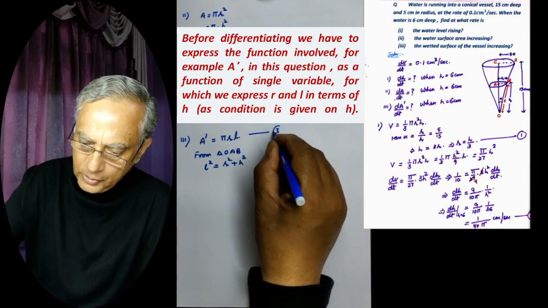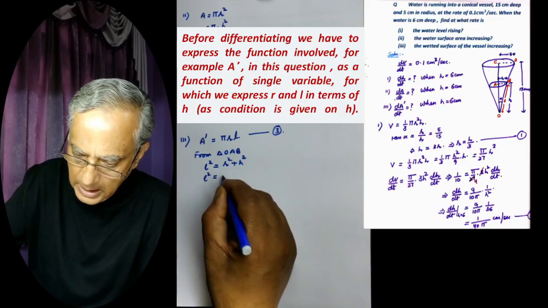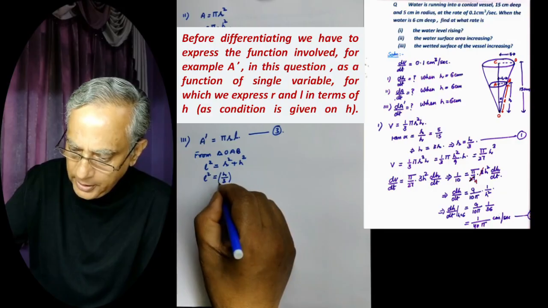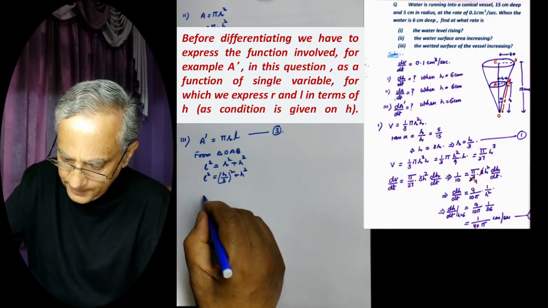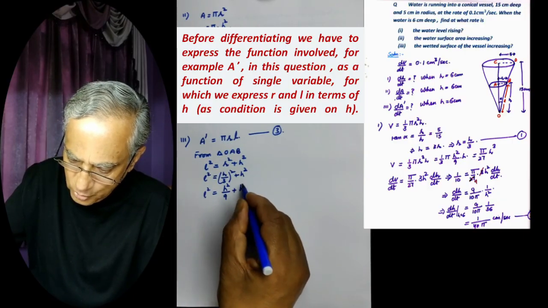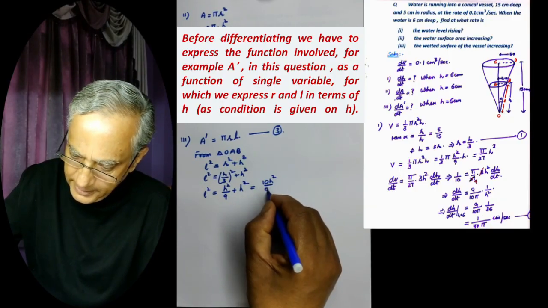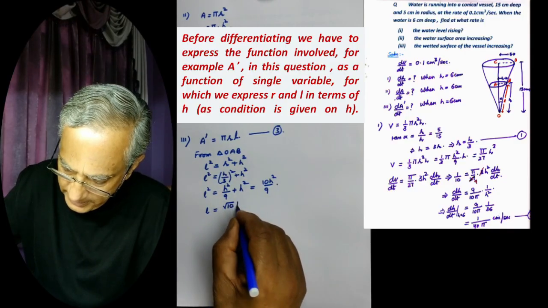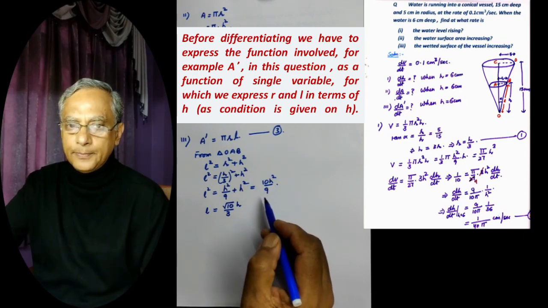So what we get is L square is equal to R square plus H square, where R is H by 3. So L square is H by 3 whole square plus H square, and this is equal to H square by 9 plus H square. This is 10 H square by 9. Therefore L is equal to root 10 H by 3.